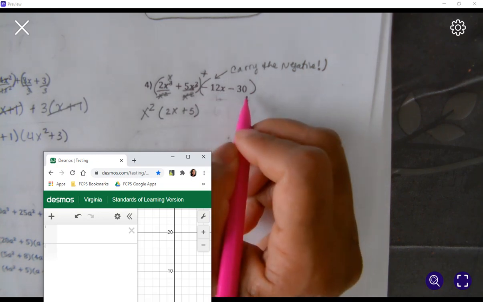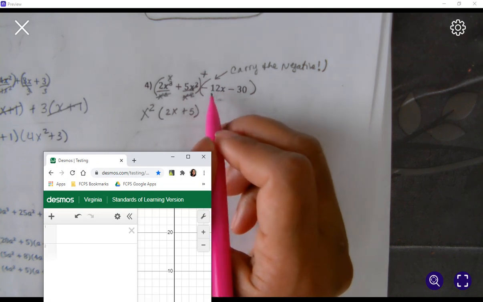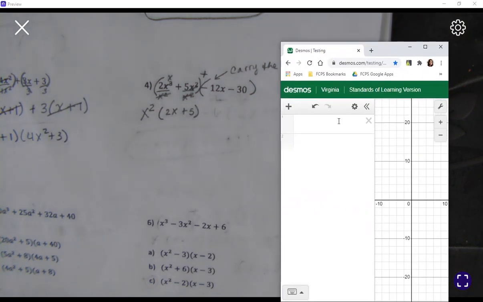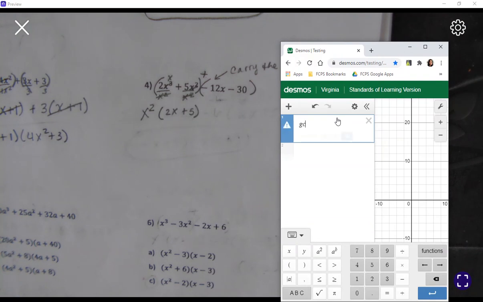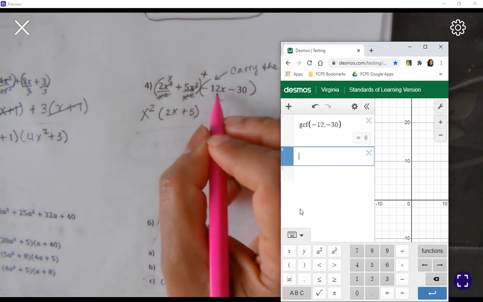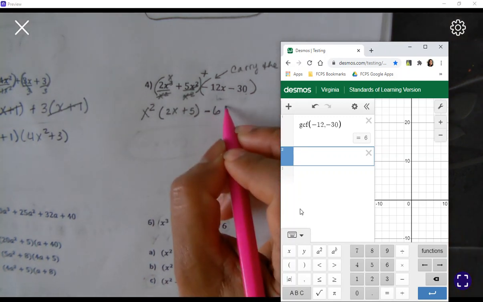And then here, what is a common factor? Well, 2 goes into both of them, but I want a number that's higher than 2. Maybe that'll go into both of them. I think 6 does. But you can always check in Desmos if you just type greatest common factor or GCF, parentheses, and if you do negative 12, and then you hit a comma, and then you do negative 30, it says that 6 is the greatest common factor. And then I cannot take out the x's, so I'm going to do 6, and actually I'm going to go ahead and do a negative 6 between both of them. Okay, so I'm going to take out a negative 6.